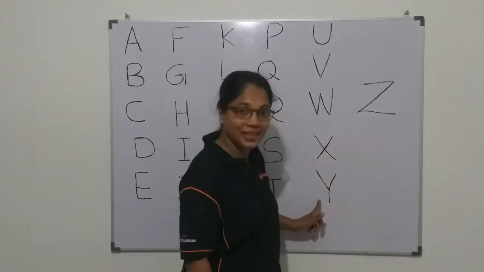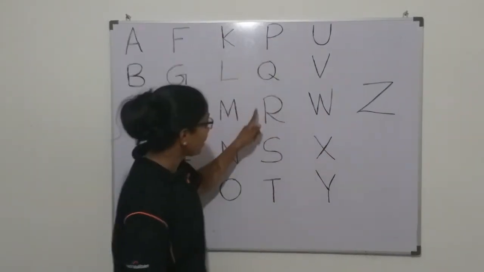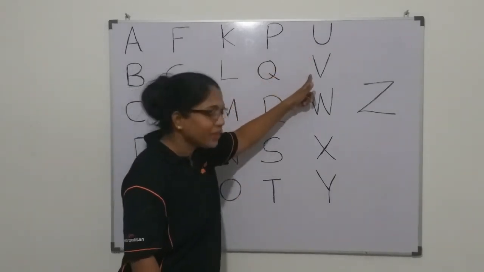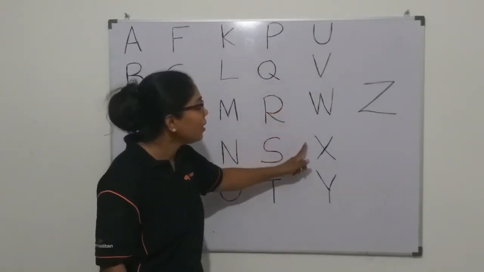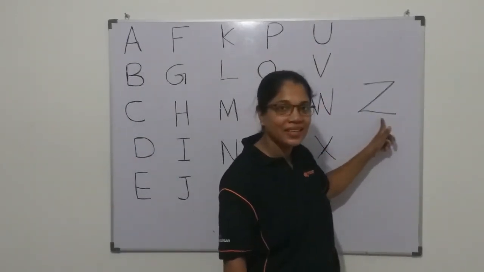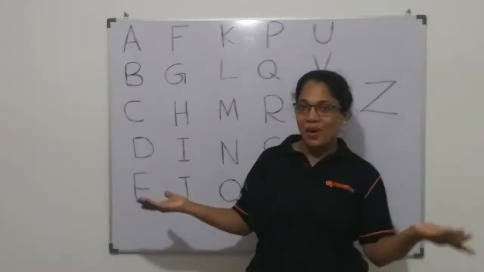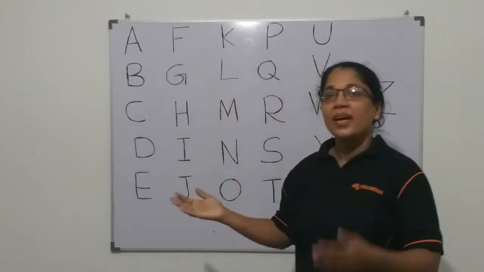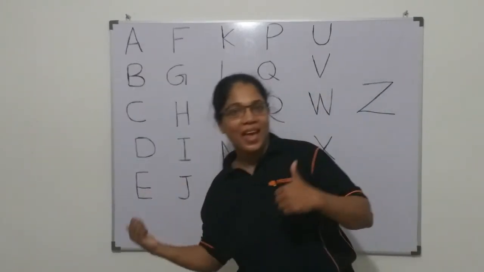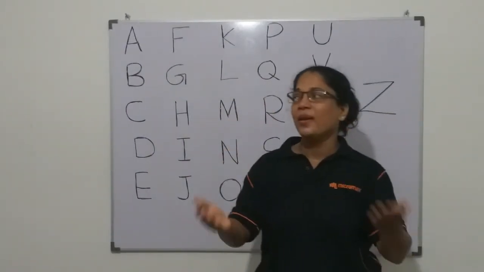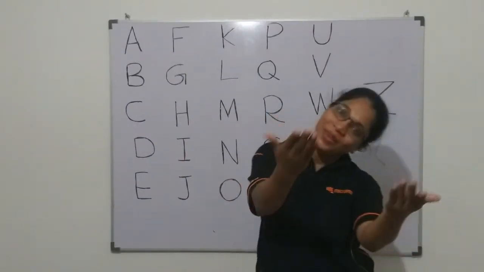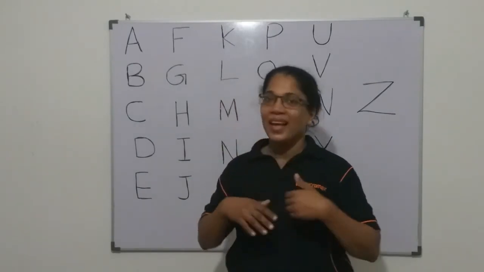W X. Q R S. T U V. W X Y and Z. Right. Now we know our ABCs. Happy, happy, you and me. Happy, happy, you and me.